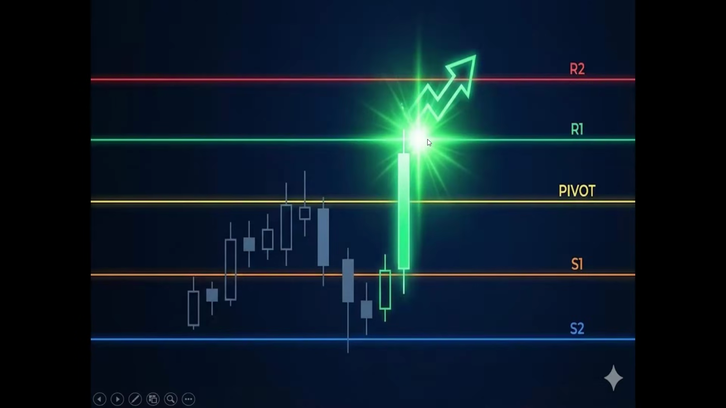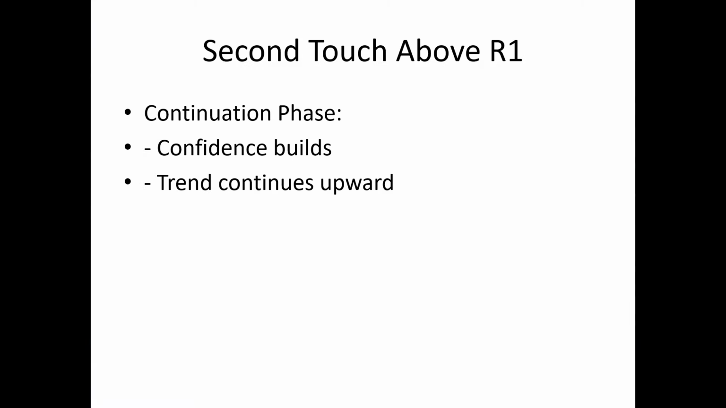Many people think that when the price climbs above R1, it is an overbought condition. It is not so. When the chart starts moving above the R1, the trend usually continues for 2 to 3 swings. The second touch above R1 is the continuation phase. Confidence builds and the trend continues upwards.